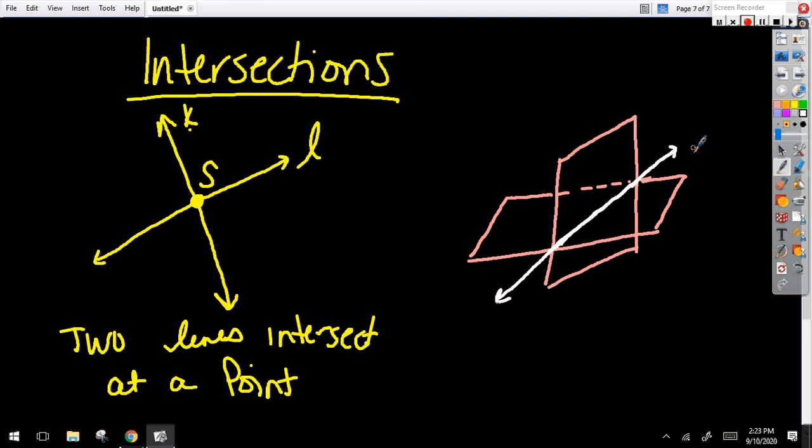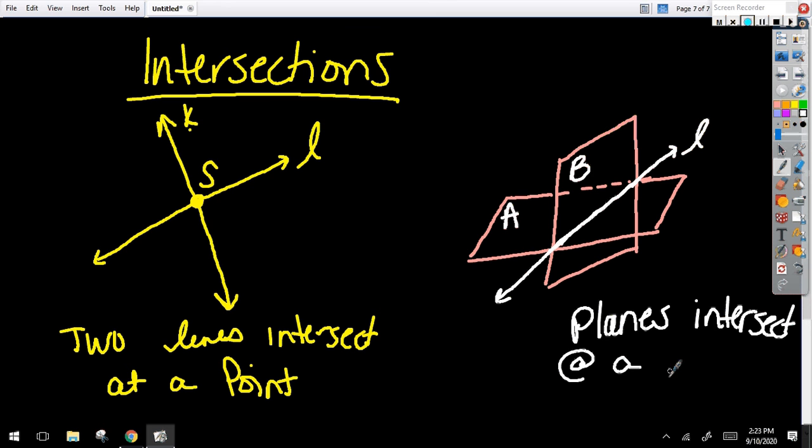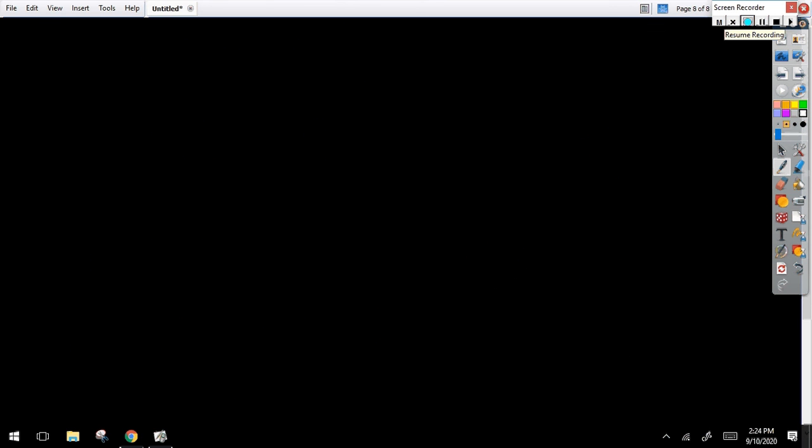And I always like to use pieces of paper. Let's call this plane A, this is plane B, this will be line L. If you think about these being pieces of paper, okay, and what would happen if they intersected and the pieces of paper went on forever, they're always going to intersect at a line. At a line, okay? So lines intersect at a point, planes intersect at a line, all right? All right, one final little example. Let's talk about how we draw these figures, okay?